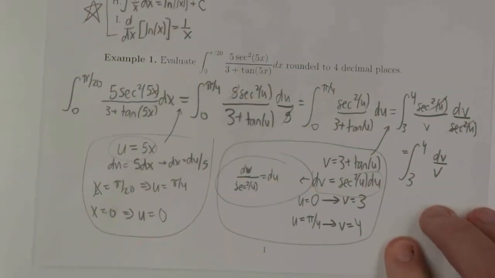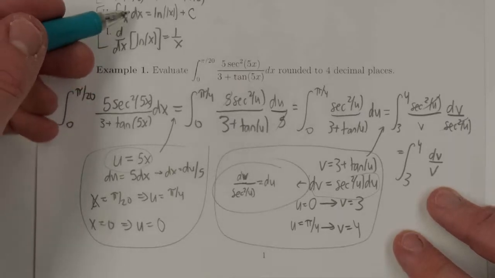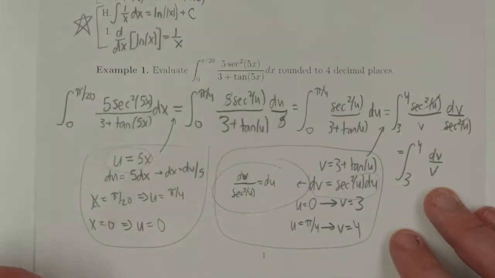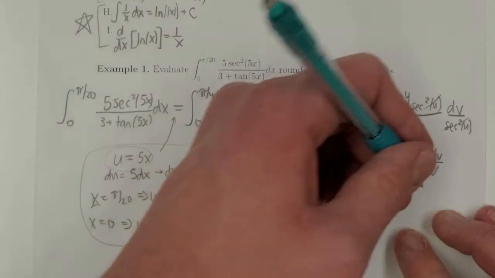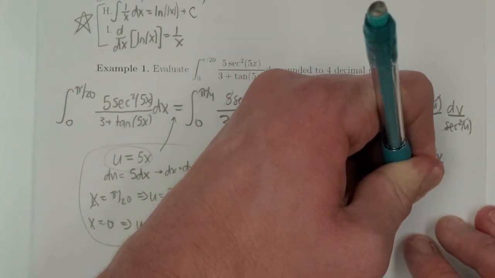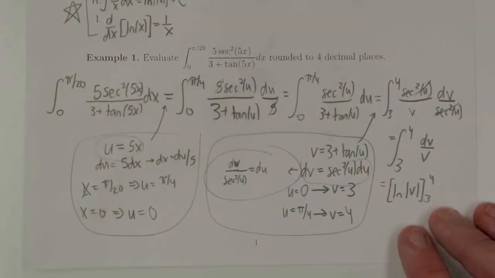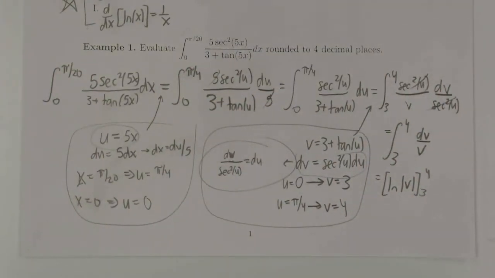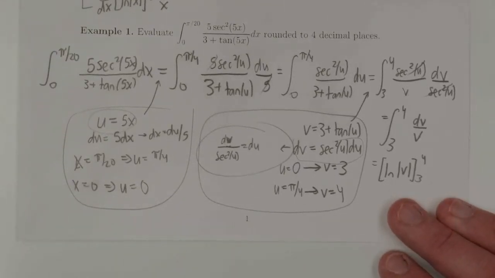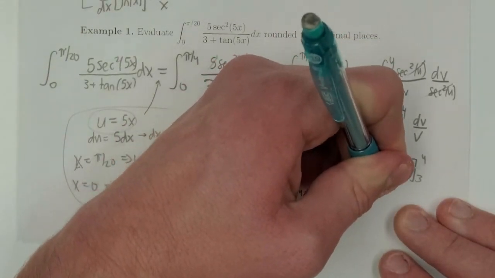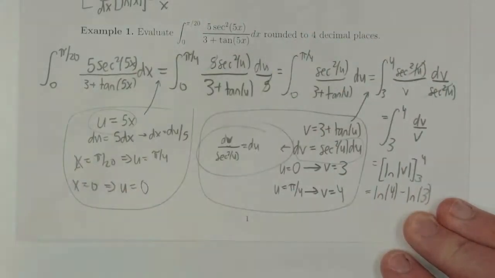Okay? But then you realize, wait a minute. I already know what the antiderivative of 1 over v is with respect to v, right? If we look back up here, that's just the natural log of the absolute value of v, going from 3 to 4. Right? So then if we apply the fundamental theorem of calculus, we have natural log of 4 minus natural log of 3.